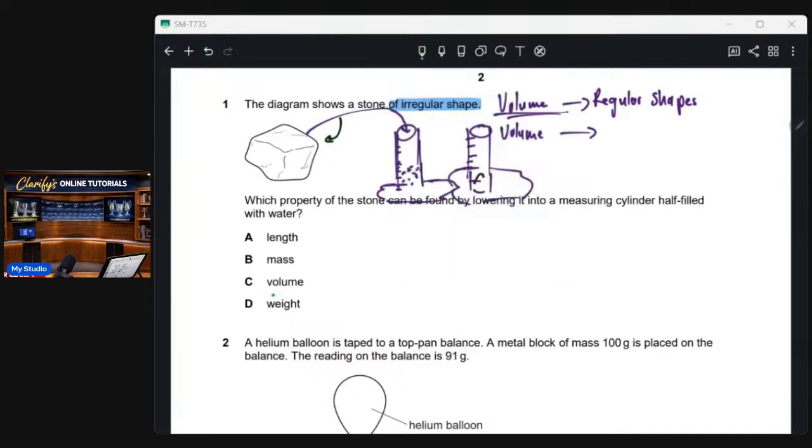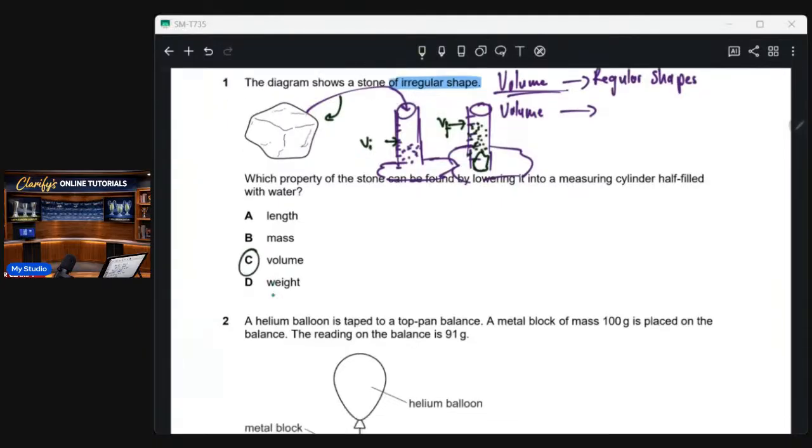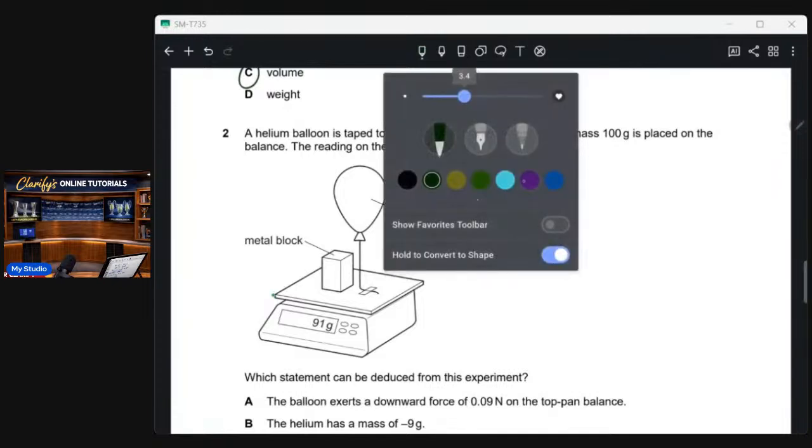Once you put the irregular stone inside, the volume of the water will now rise to be up here. And we'll check that volume, and we compare it to the initial. This is the initial. This is the final. So to get the volume of the irregular rock, you say final minus initial volume of the water, because there is no direct way of getting it. So this has to be volume. So in number 1, it is C, and we go to number 2.